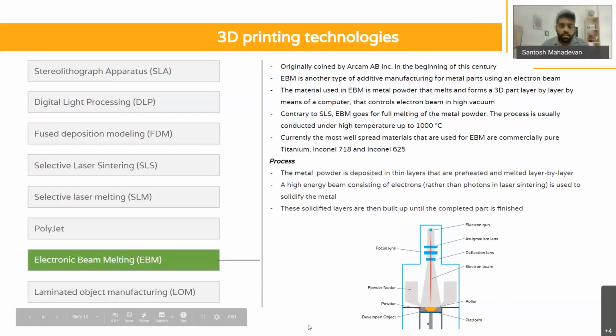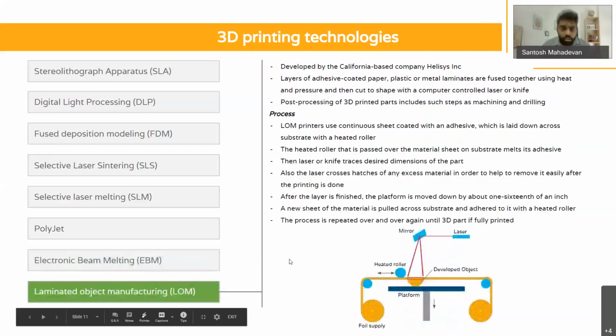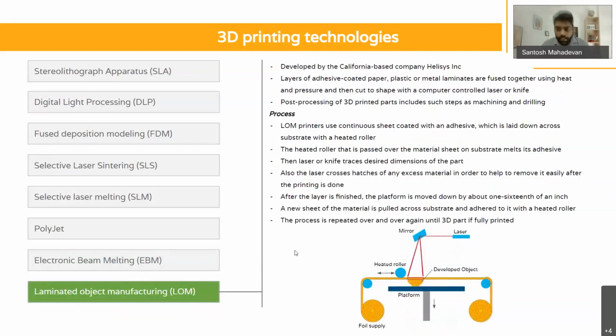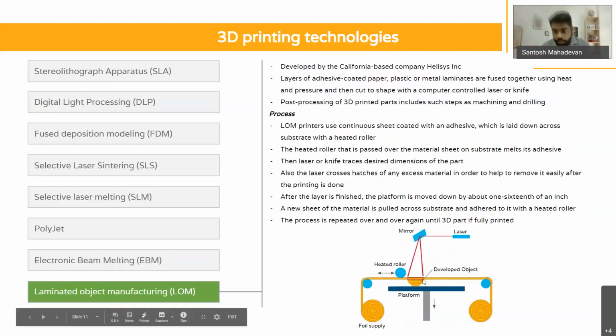Okay, so lastly, we have laminated object manufacturing. This laminated object manufacturing is one of the most interesting, really, really interesting 3D printing techniques. Okay, and it was developed by a California-based company by the name Helisys. All right. So I would like to get you guys to focus on the image again.